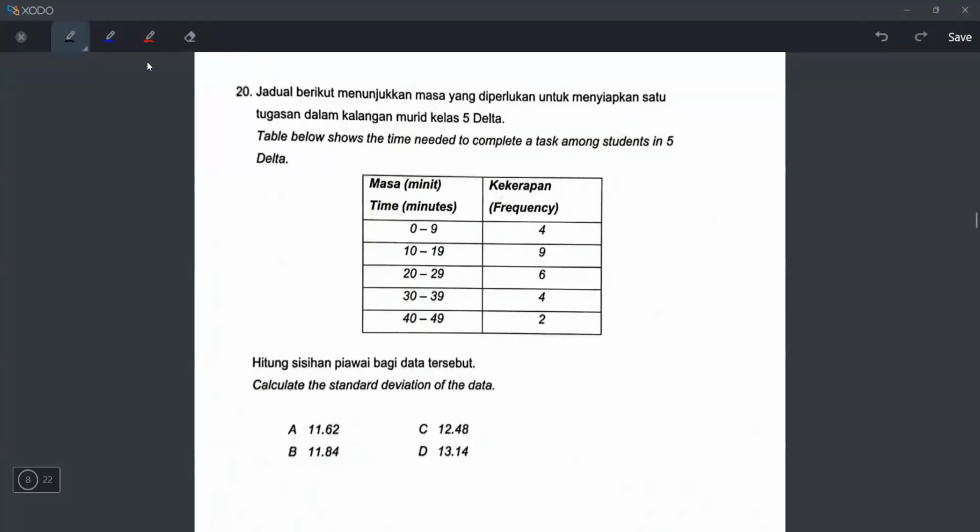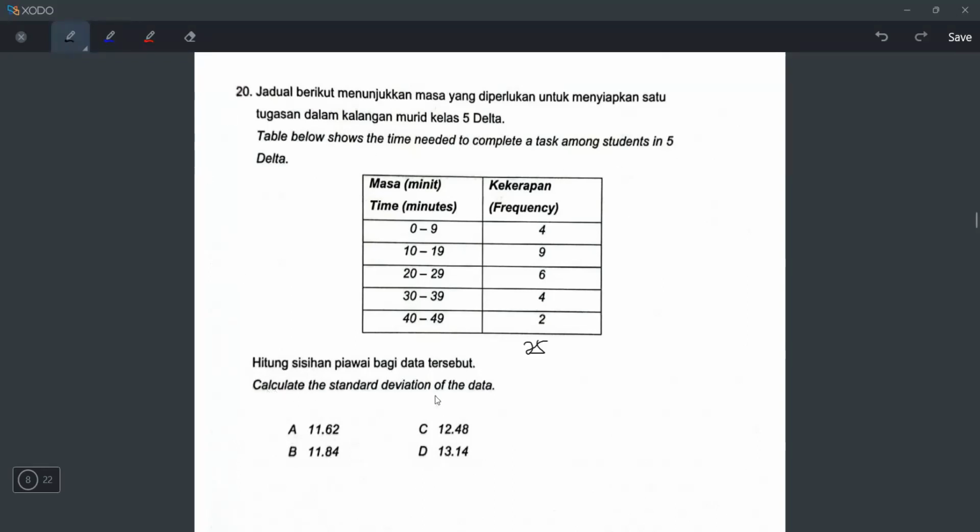So these are all the number of students, or you can say these are all the frequency. If you add all these together, you will get the total number of students, because the total frequency is the total number of students. Okay, let's add them all together. Let's see how many students. 4 plus 9 plus 6 plus 4 plus 2. So I got 25. So this is the total frequency and also the total number of students in 5 Delta.